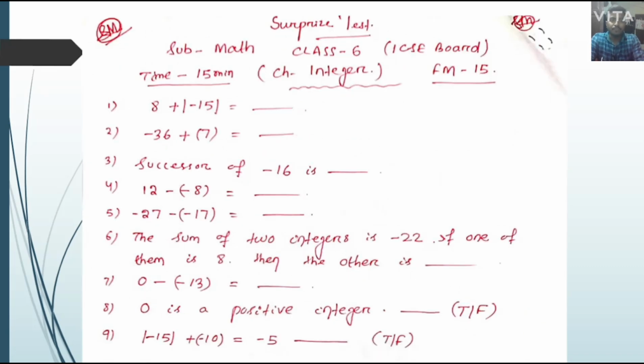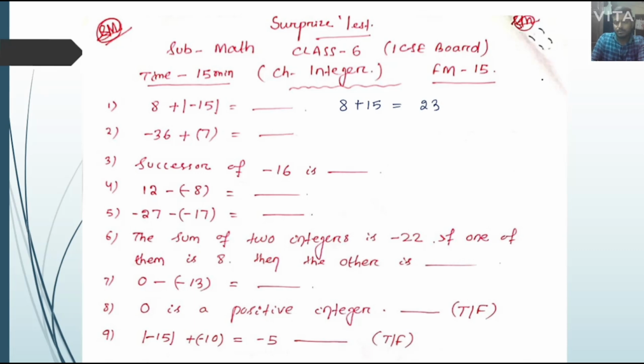The first question, 8 plus absolute value of minus 15. First, you solve the absolute value, that is, minus 15 absolute value is 15, plus 8. Now solve 8 plus 15, that is 23. Okay.